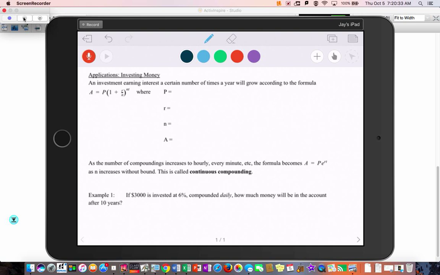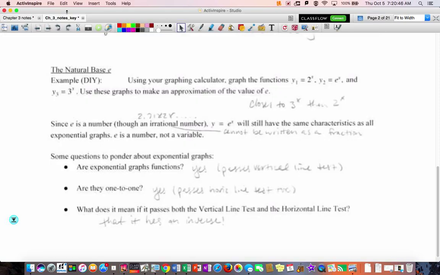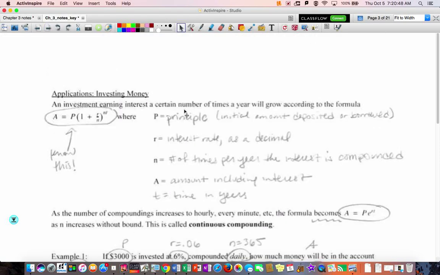Okay, so we can do some applications here. We have done investing money before in Algebra 2. So remember, P will be the principal. So you got to know this formula. P will be the principal, which is the initial amount deposited or borrowed.